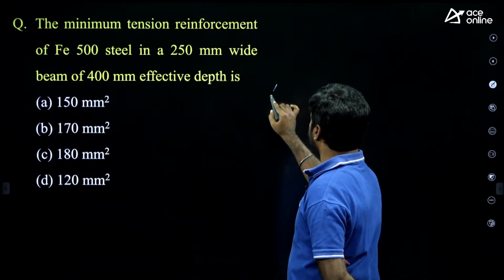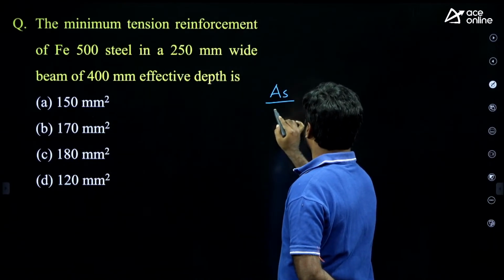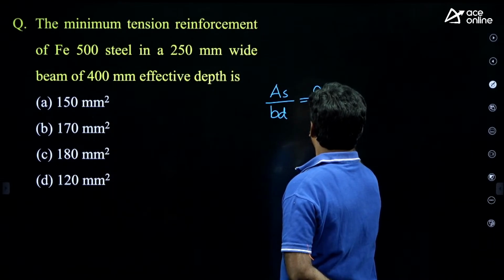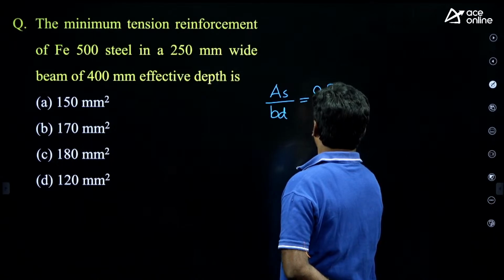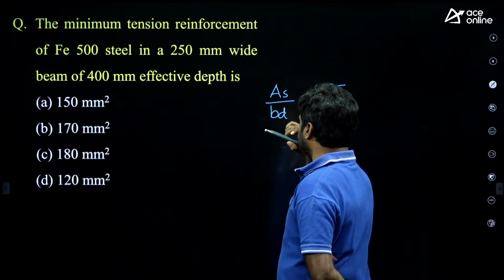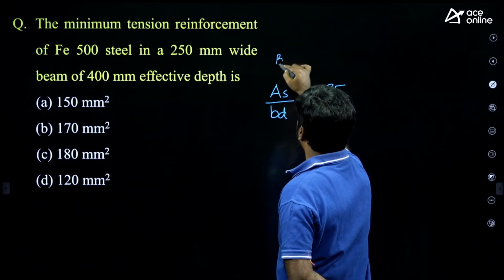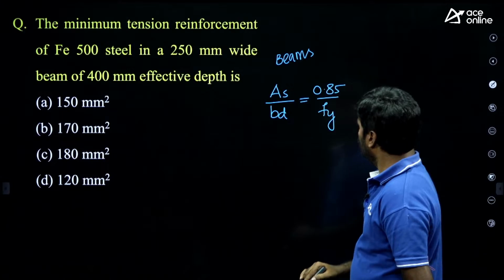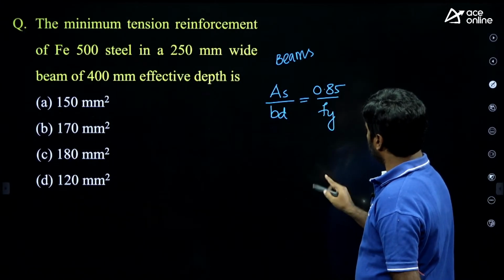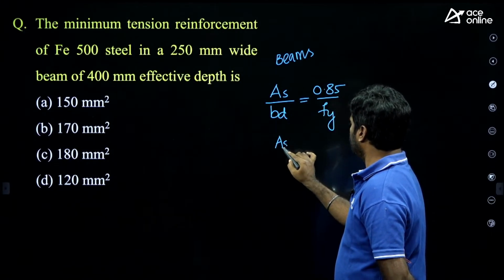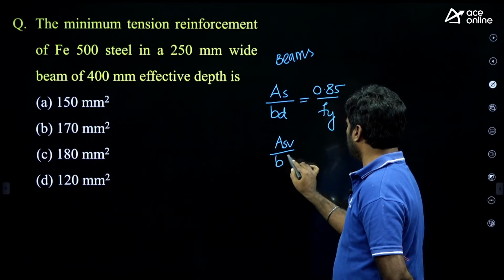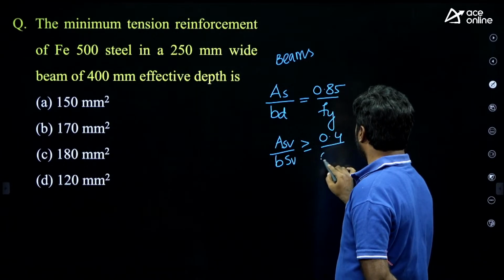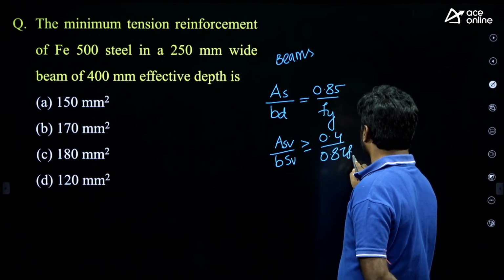AS upon BD equal to 0.85 upon Fy. It is the minimum steel in beams, minimum tension steel. In beams only, the minimum shear reinforcement formula is available, that is ASV upon B into SV should be greater than or equal to 0.4 upon 0.87 Fy.